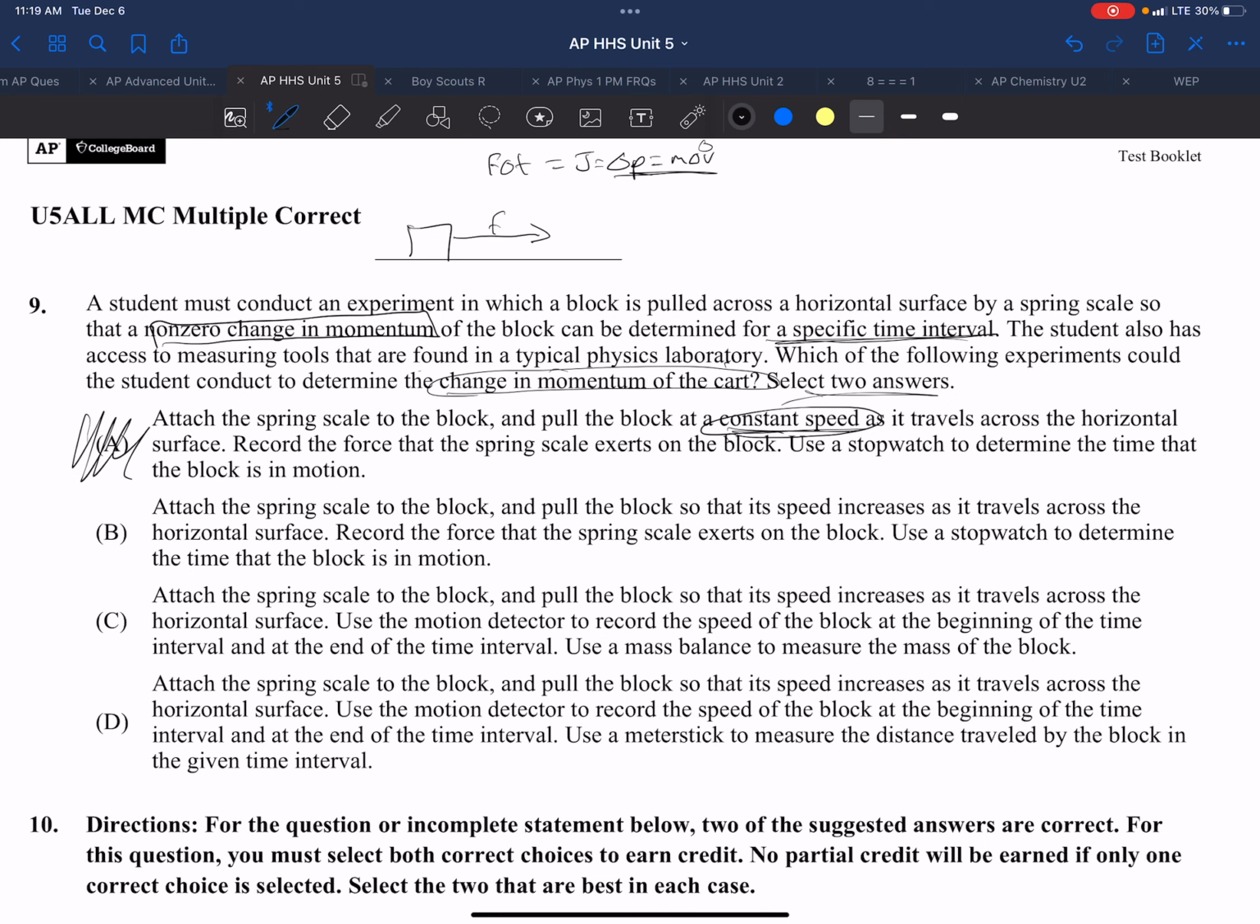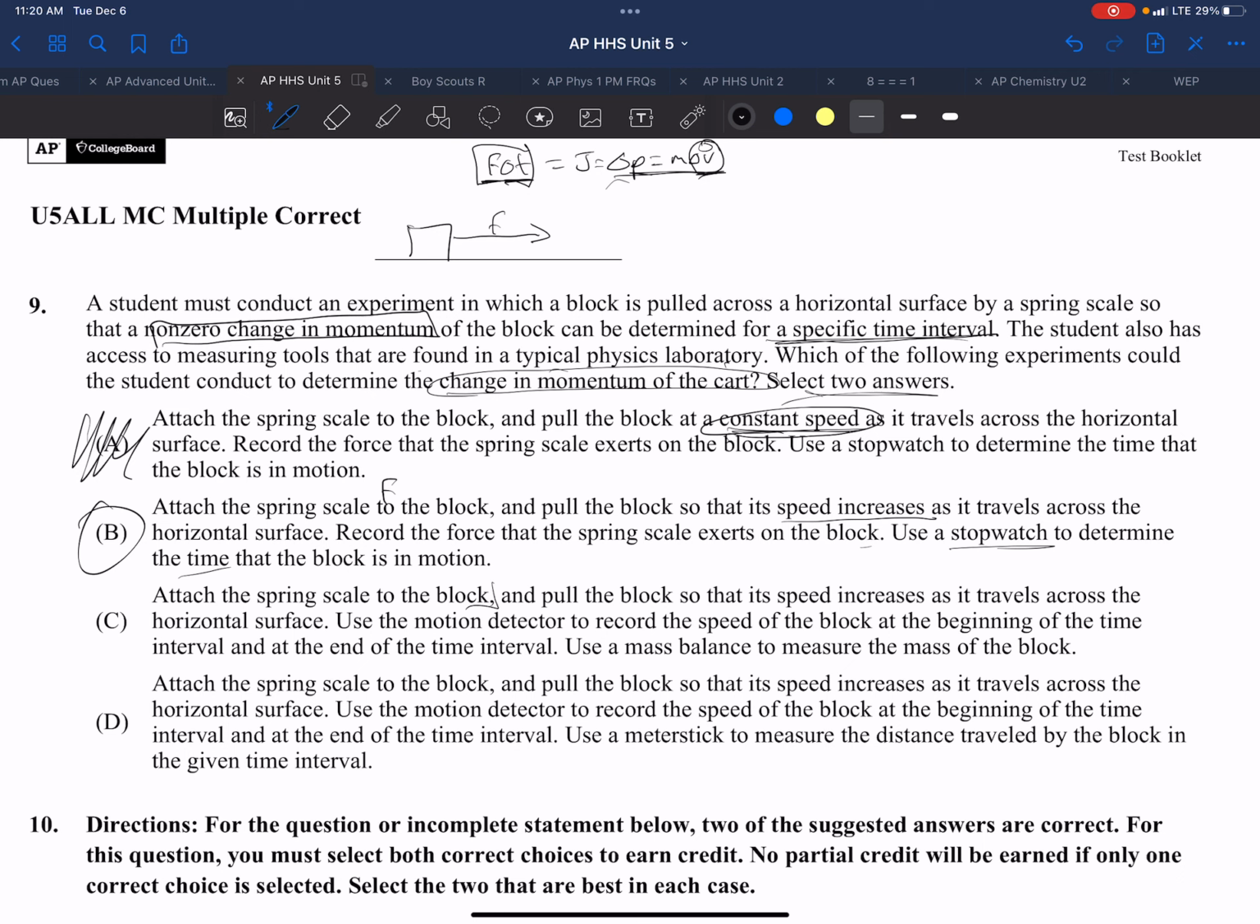The next one, we attach a spring scale to the block, which will allow us to measure the force. Pull it so that its speed increases as it travels across the horizontal surface. So we've got a force, and we have a change in speed. Record the force, and use a stopwatch to determine the time. So we have F, and we have delta t, and we have a change in velocity. So all we need is actually the force and the change in time to give us the change in momentum. So B can definitely be done.